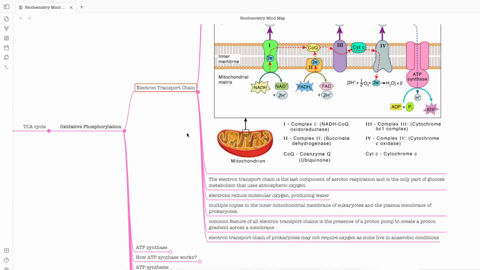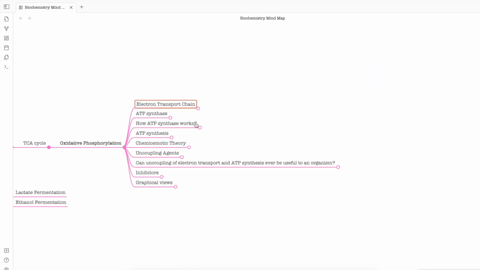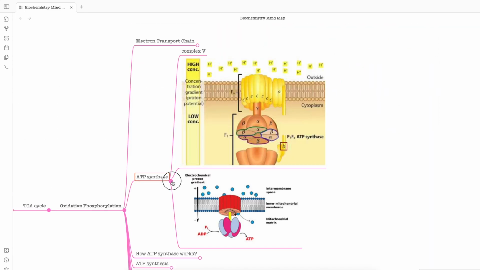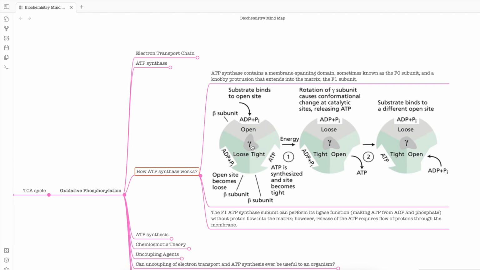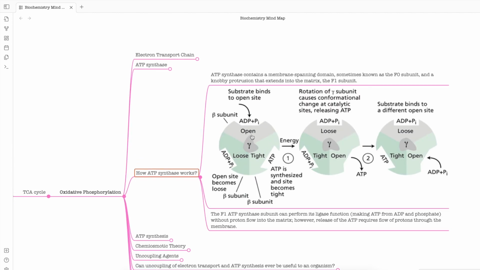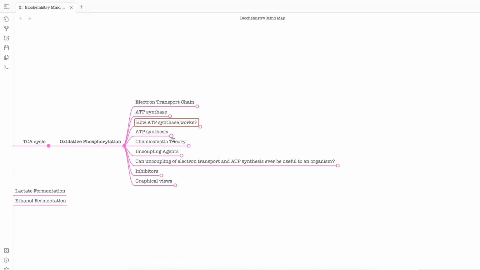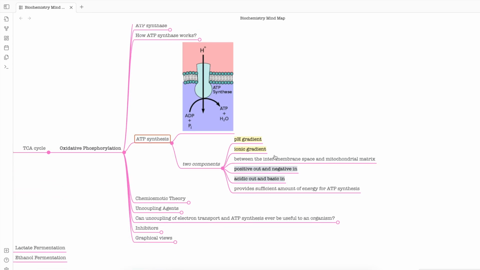So we have discussed the ATP synthesis procedure, the structural integrity of ATP synthase, and how the rotation of the gamma subunit causes the structural configuration changes of the beta subunit, and how ATP synthesis ultimately works, in our second video.